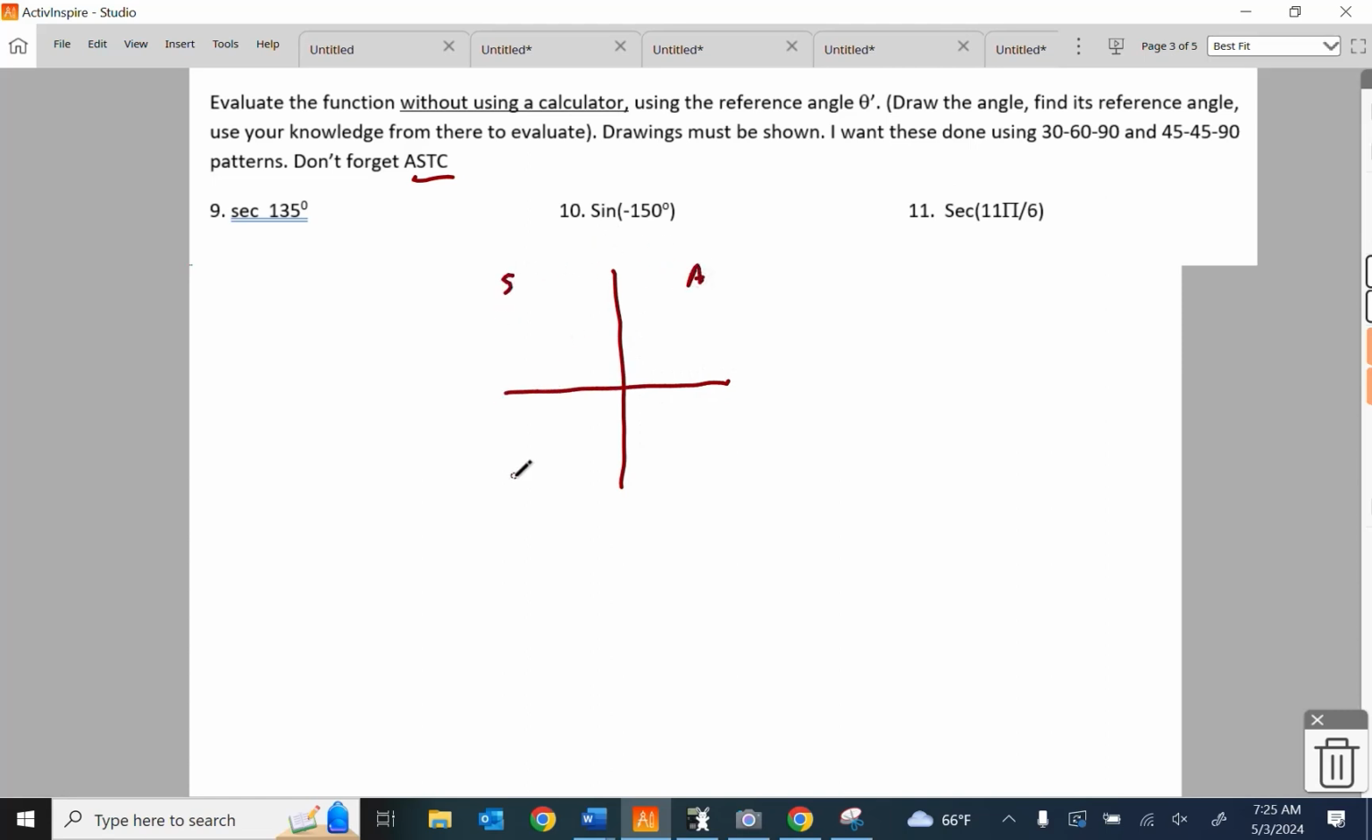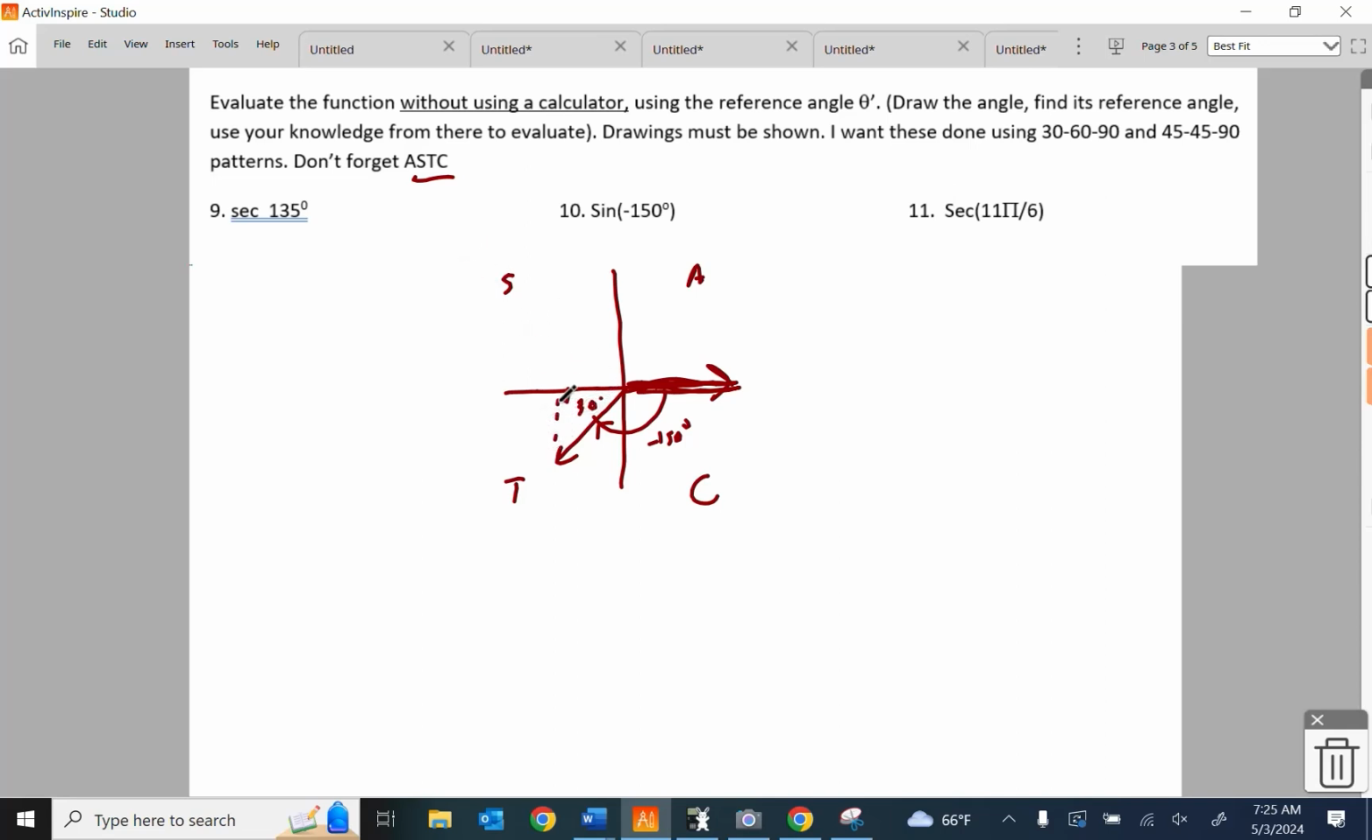All strippers take cash. A negative 150-degree angle is not that hard to draw. It's going to start here on the positive x-axis. It's going to rotate 90 and then 60 more. That's what the angle looks like. There's negative 150 degrees. The reference angle is going to be 180 minus 150, which is 30 degrees.